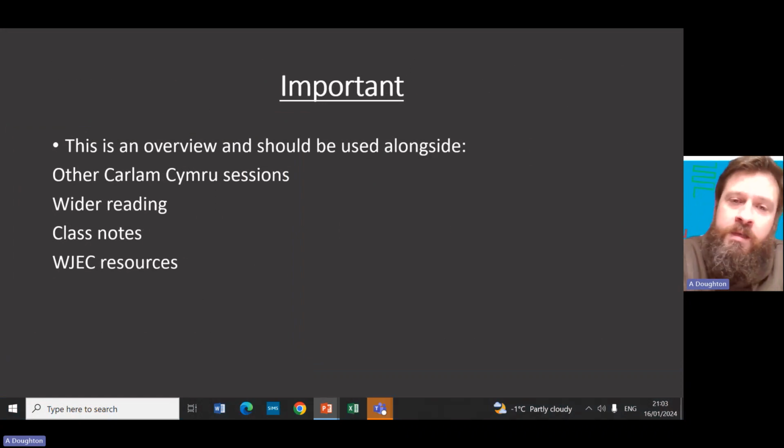It's important to point out with these sessions, especially with A-level, that we will not be able to cover every piece of content in this session. So make sure you use this alongside other revision sessions, your wider reading and your class notes, as well as an excellent WJEC resource they've got on the website, in the blended learning resources, which covers the whole time period in a lot of detail.